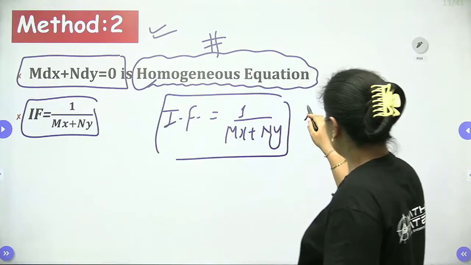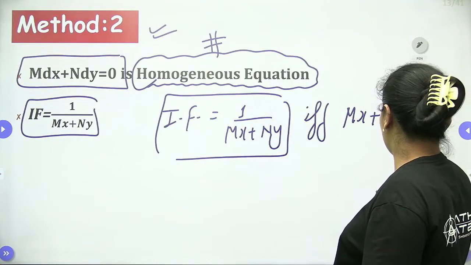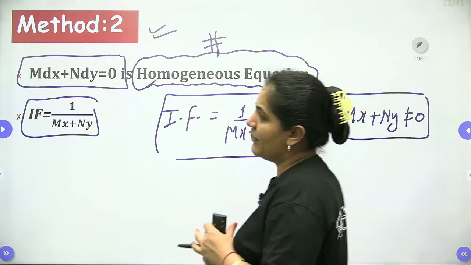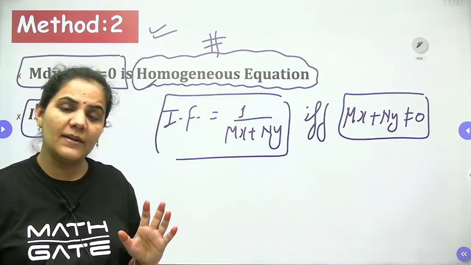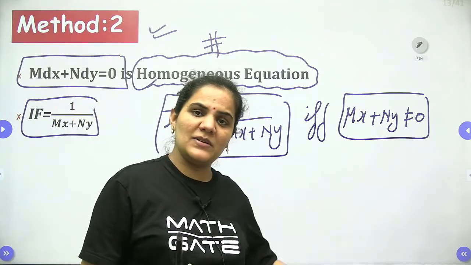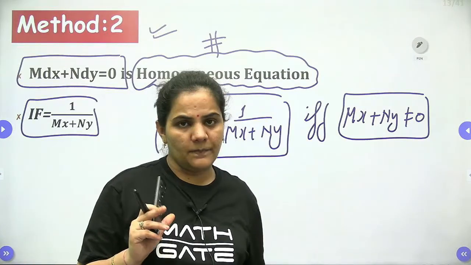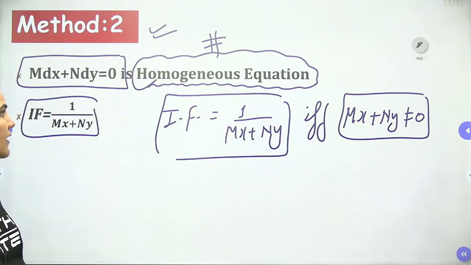Just remember one thing, this form is only and only applicable when Mx plus Ny is not equal to 0. Okay, when we have Mx plus Ny not equal to 0, then only we can go for this form. Okay guys, so this is a simple form to approach. We can go for this one.